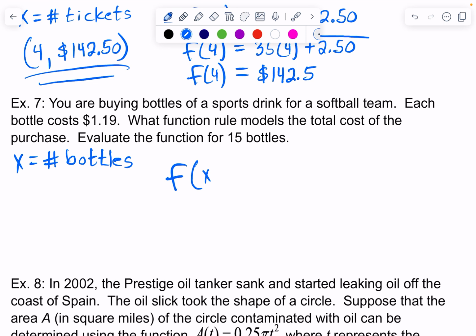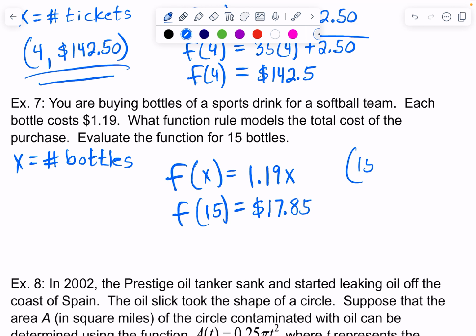So the function is f of x equals $1.19 for every x bottle that you buy. It's that simple. So if I want to evaluate for 15 bottles, I've got f of 15 equals, I'm going to go ahead and multiply now, $1.19 times 15, and that's going to equal $17.85. So therefore, when you buy 15 bottles, your total cost is $17.85.